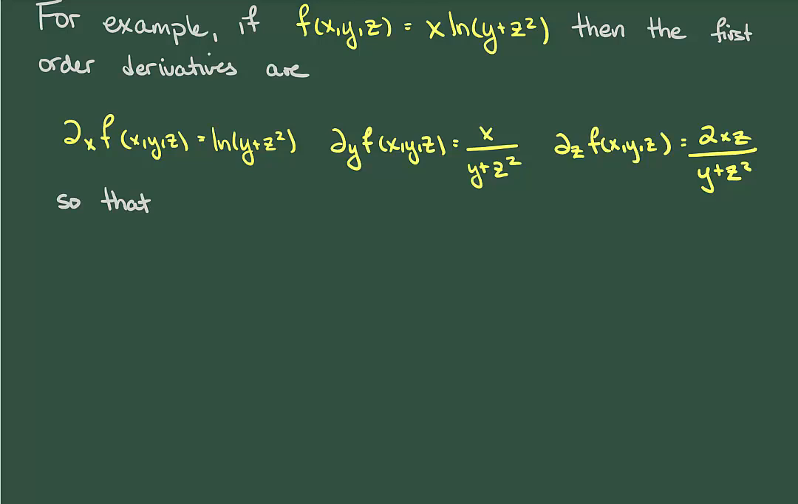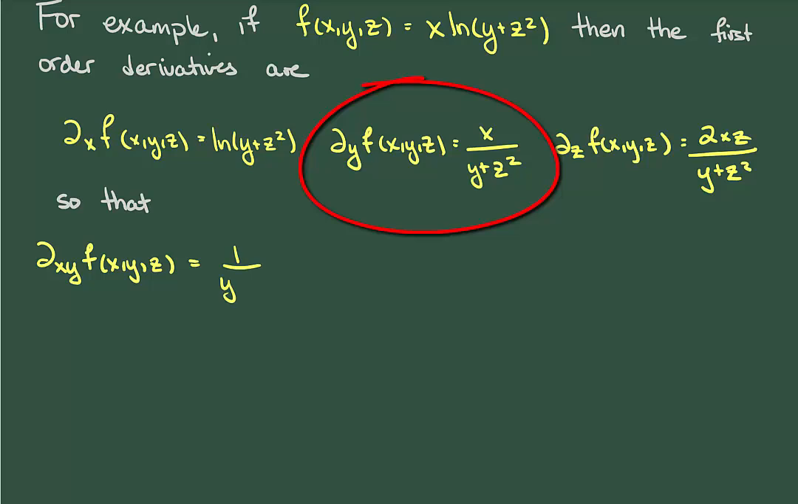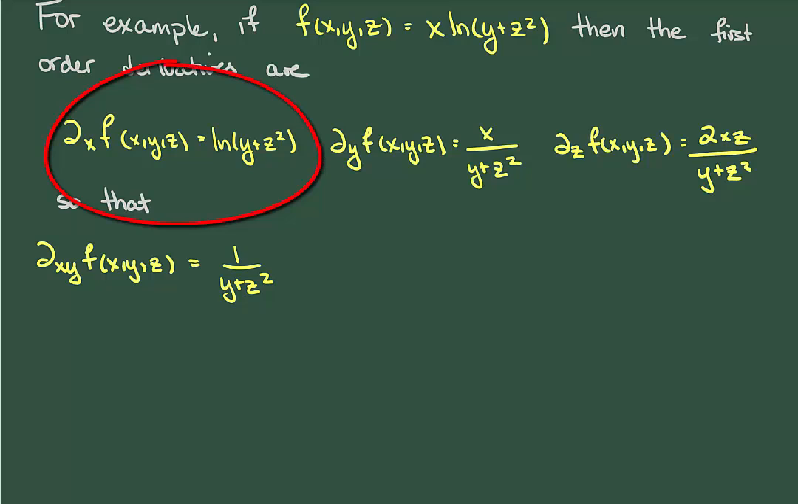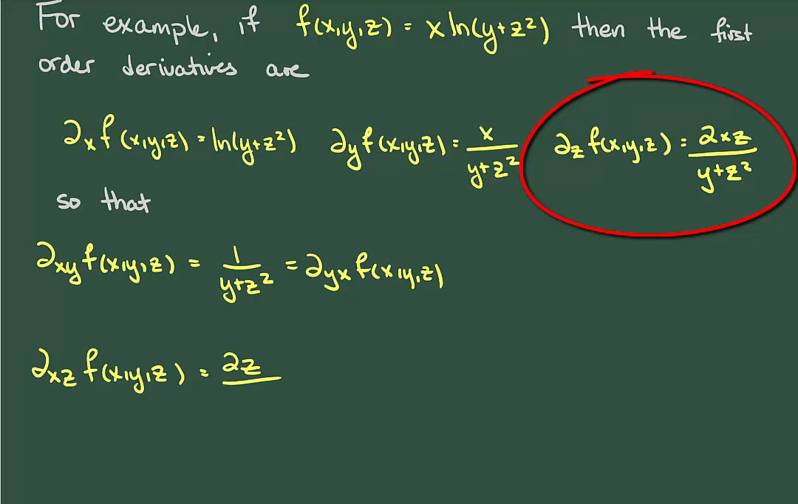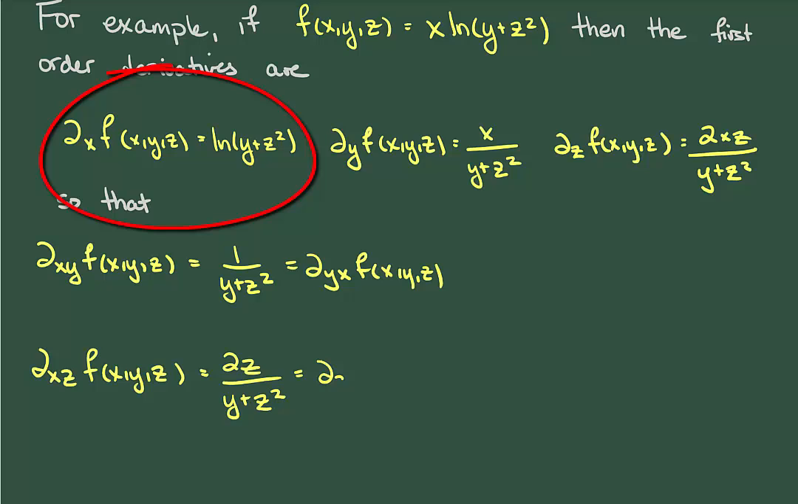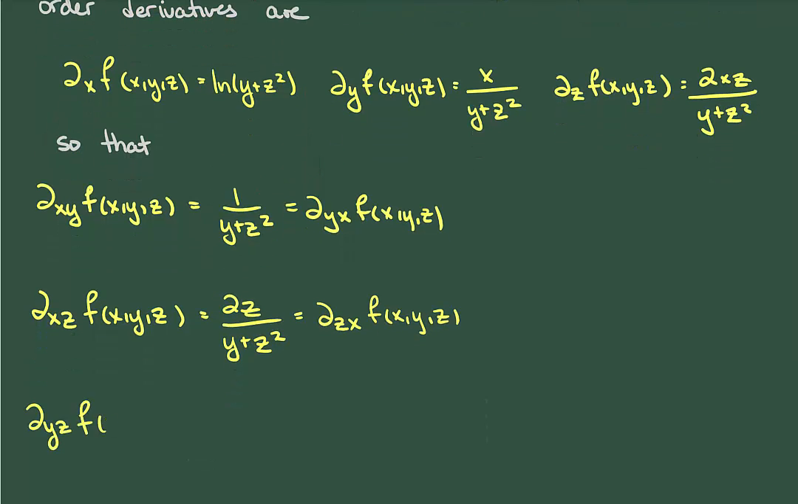For example, the x derivative of ∂_y f isn't too bad to compute, giving us 1 over y plus z squared. But here's the thing. If we differentiate ∂_x f with respect to y, then we get exactly the same result. Or, if we differentiate ∂_z with respect to x, and you can probably guess that the z derivative of ∂_x is exactly the same. And just to cover all the bases, I'll write down the yz derivatives as well, but of course, we expect them to be the same.